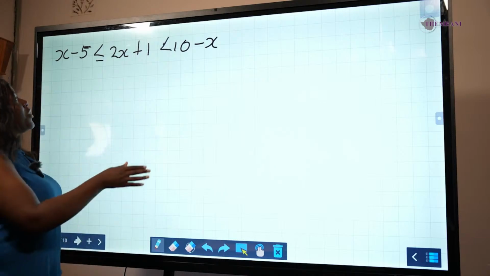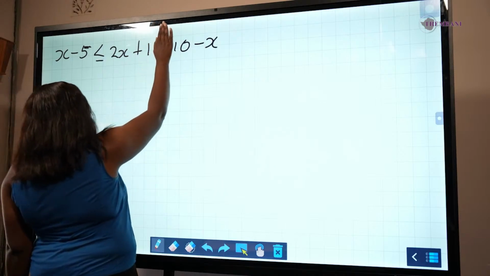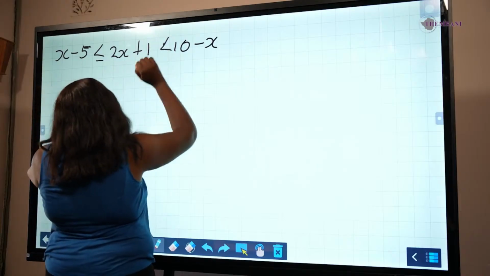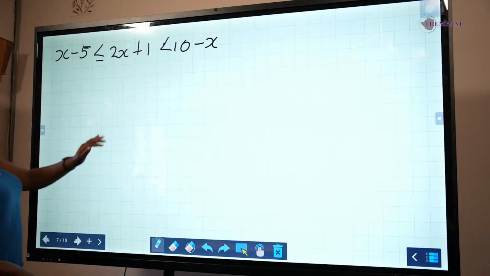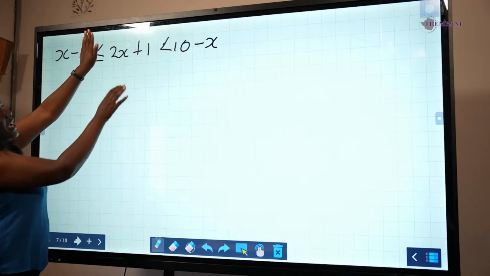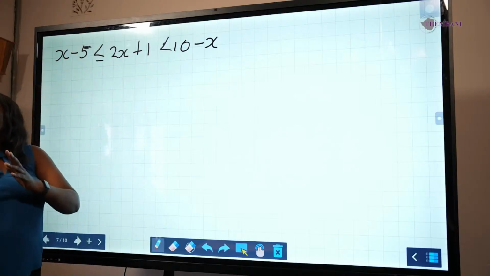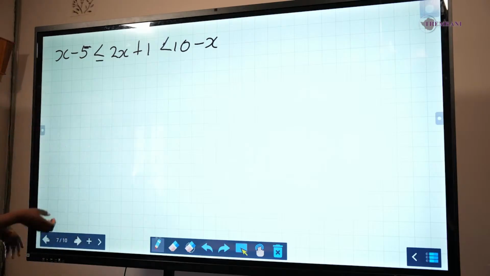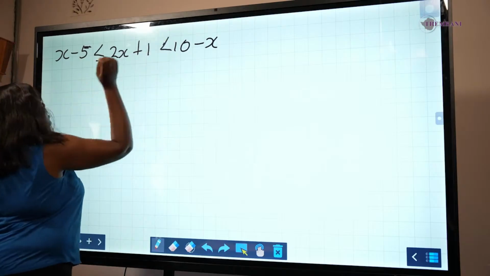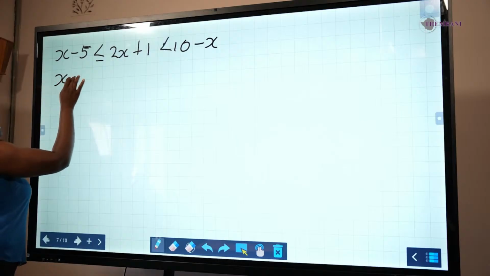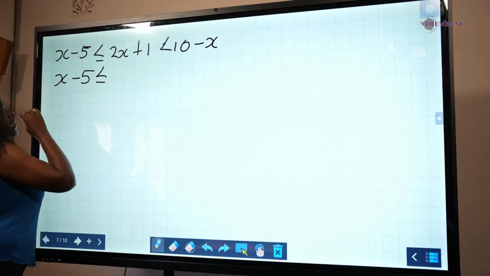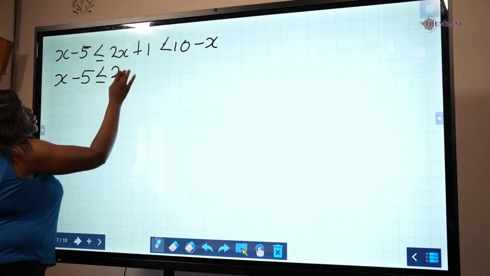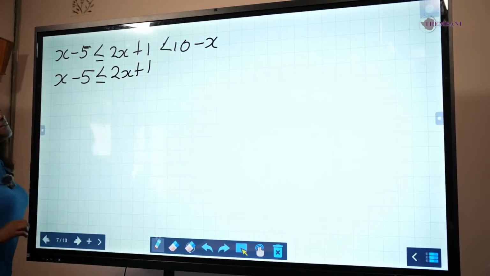In this case, I'm going to start by closing off this inequality sign and I remain with this statement. After doing that, I'm then going to close off this inequality sign and I remain with this statement. Then from there, I combine the solutions. This is what I'm talking about. We close off this inequality sign, so I'm left with 5x minus 5 is greater than or equal to 2x plus 1. Then from there, I group like and unlike terms.